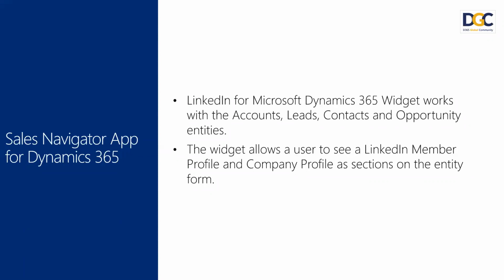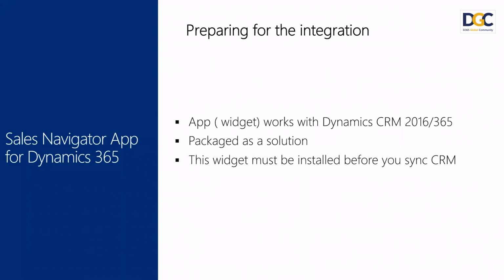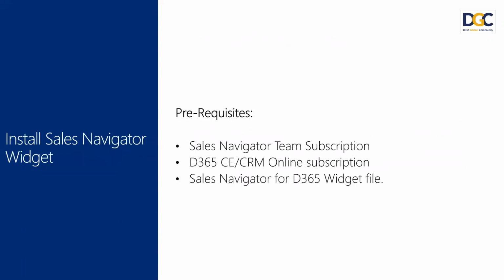And this will just allow you to see a LinkedIn member's profile, the company profile, etc., on your entity form, on your lead, account form, etc. So in order to perform this integration, first of all, we need this app. The same app which worked with CRM 2016 or 365, like I mentioned, which is nothing but a managed solution which you can freely download from the LinkedIn portal, and then you can just install that. You can just import that into your Dynamics 365 application as a solution.